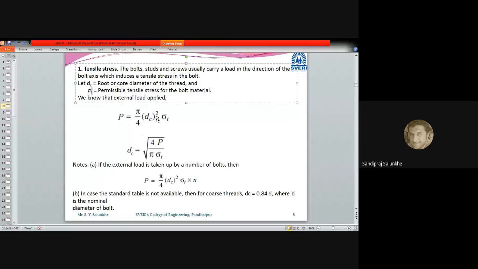Any question? This we have considered when this bolt will undergo pure tensile load. It will not create any other type of load, that is shear or bending type of load. It will create only tensile load. Any question?